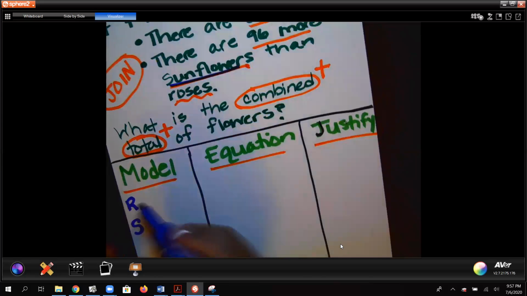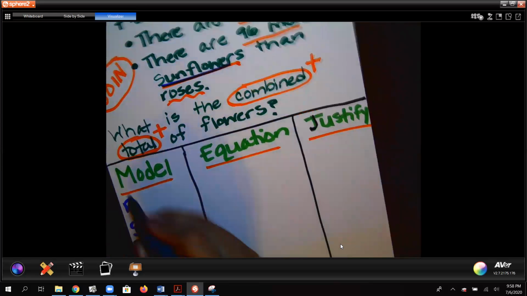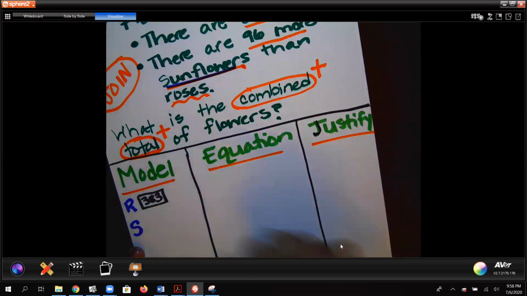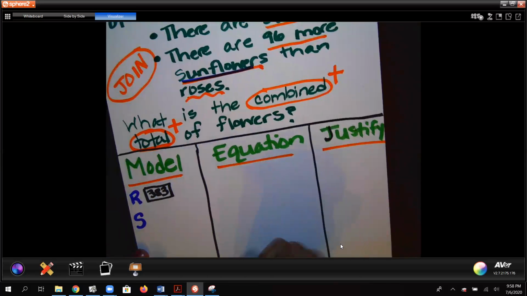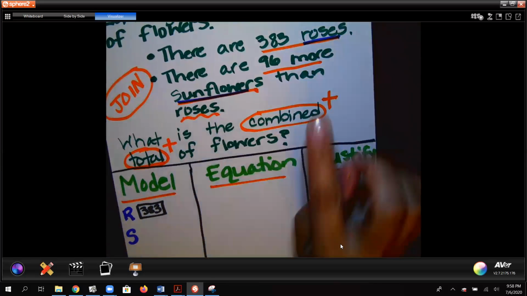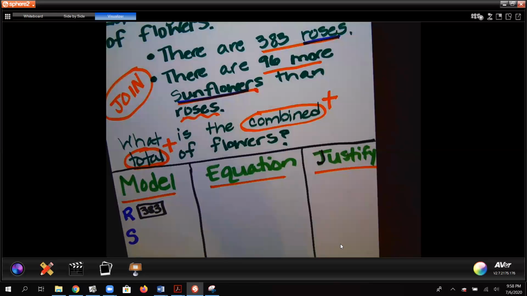383. So I'm going to make a bar that shows 383. That's how many sunflowers I have. Don't be afraid to always go back to the problem. Just like in reading, you go back to the story. Always go back to the problem in math as well to make sure you're doing the right thing. And at the end, we'll go back again to make sure we answered the right question.